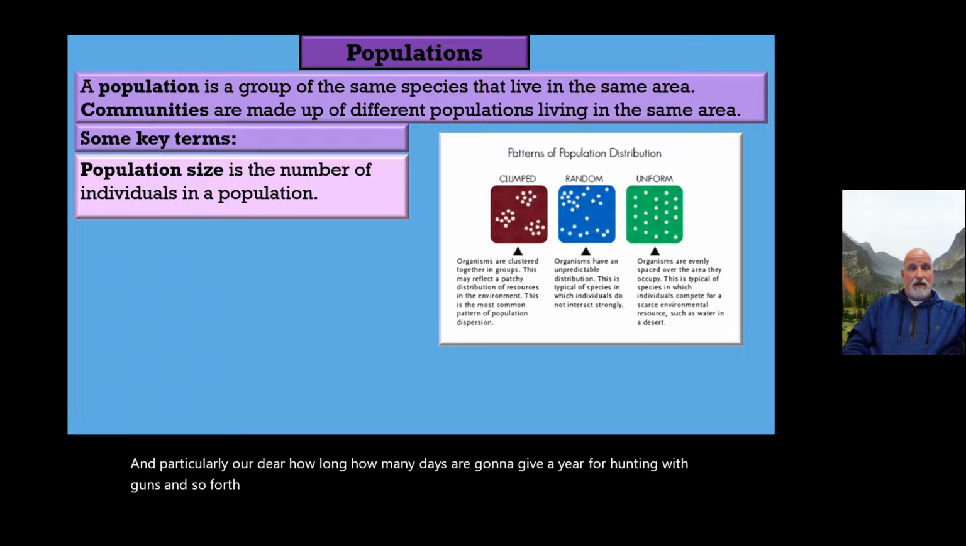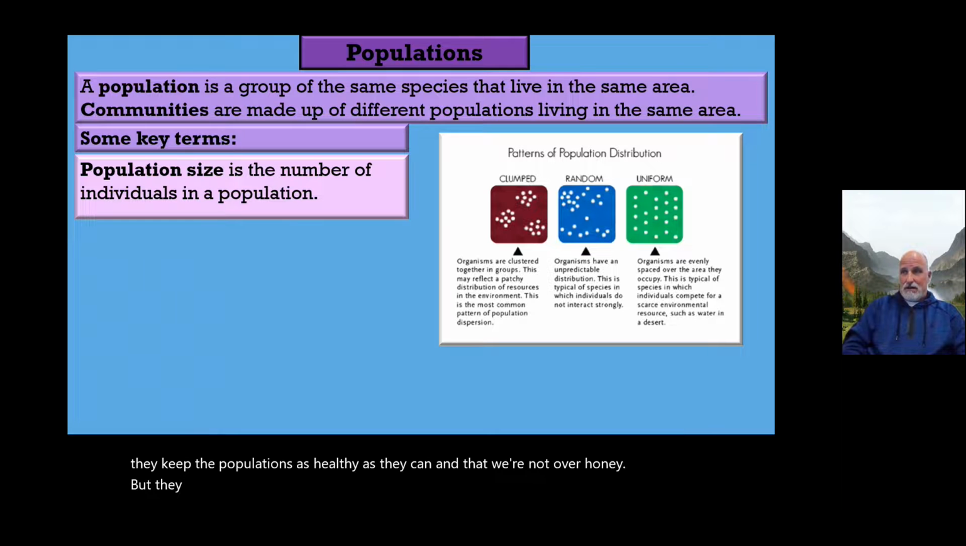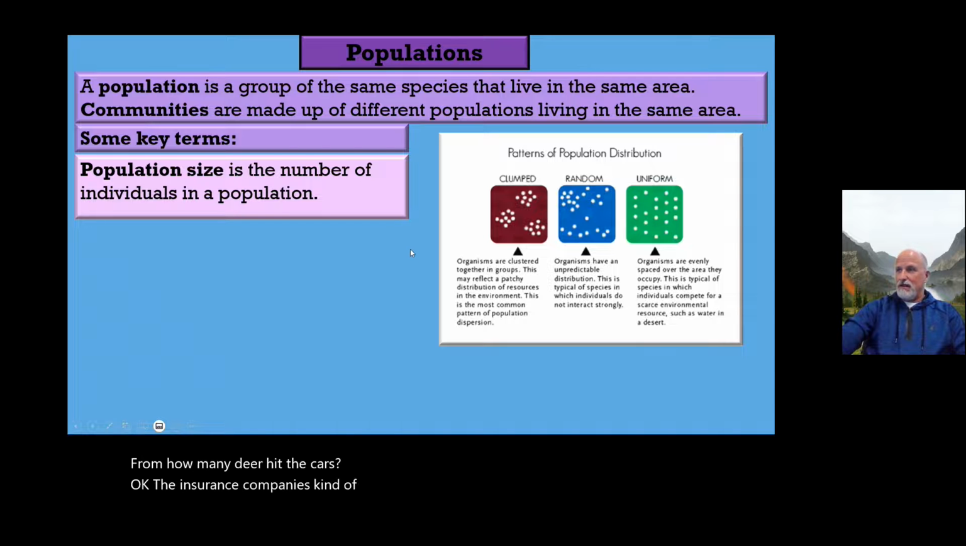they set those by keeping track of and paying attention to the population size. So they keep the populations as healthy as they can, and make sure we're not over hunting. But with the population size, I think they also get some information from how many deer are hit by cars. Okay, the insurance companies kind of give them that information.